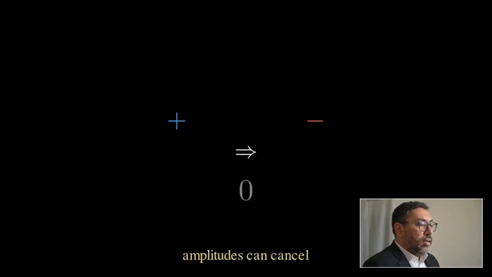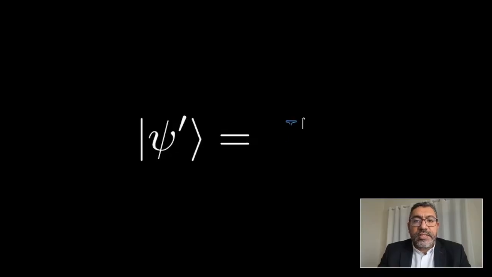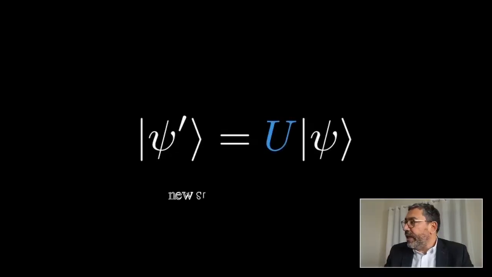This is also where interference comes from. When the results combine, amplitudes can add or cancel. Now we can understand quantum gates mathematically. A quantum gate is a matrix. The state is a vector, and the gate is a matrix that transforms that vector.